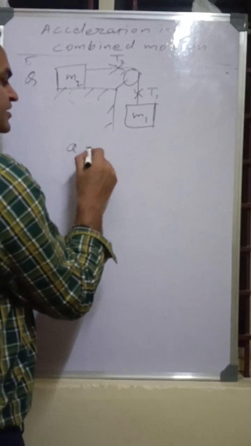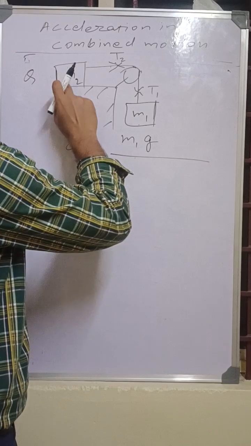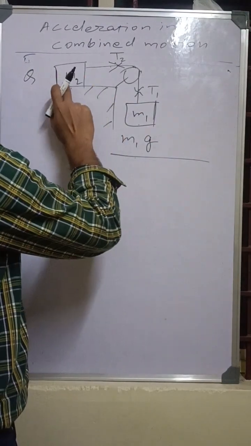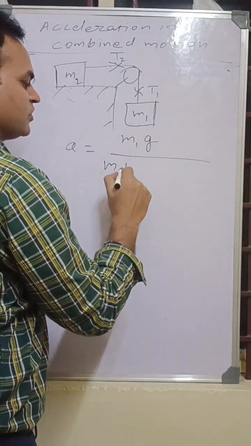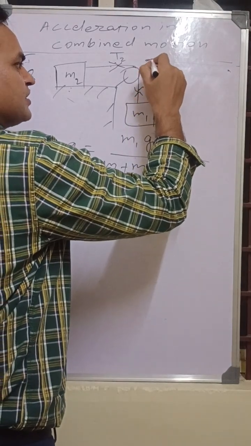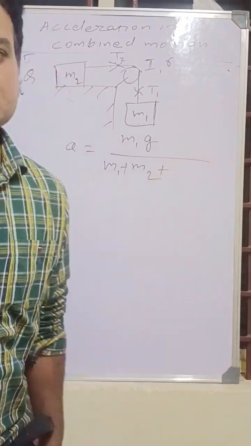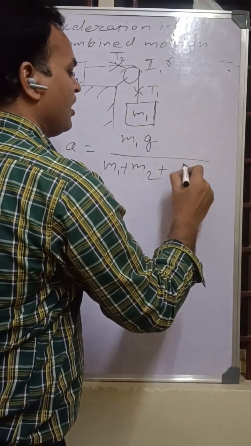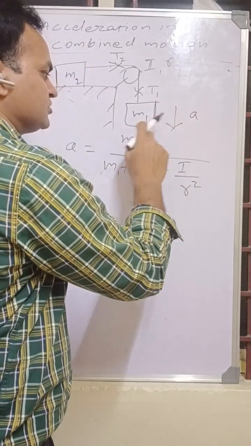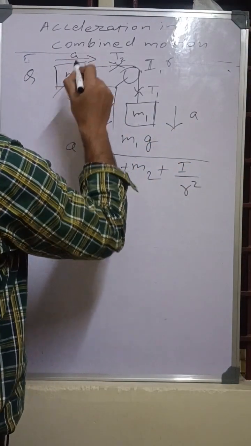So directly we can write acceleration as net unbalanced force M1G divided by total inertia. This mass and this mass are translating only, so the total translational inertia in the system is M1 plus M2, and this pulley is rotating only. It is given that the moment of inertia is I and the radius of the pulley is R, so the rotational inertia in the system is only I by R squared. So this will be the acceleration value. M1 goes with acceleration A in the downward direction, and M2 goes with acceleration A in the rightward direction.